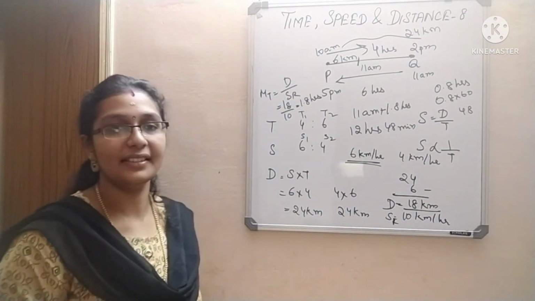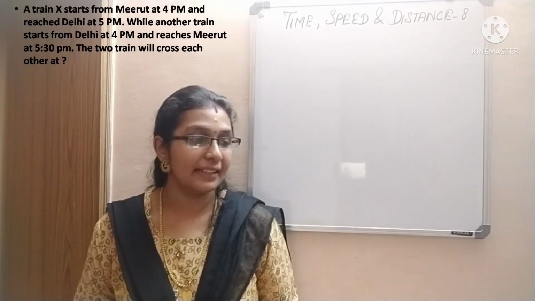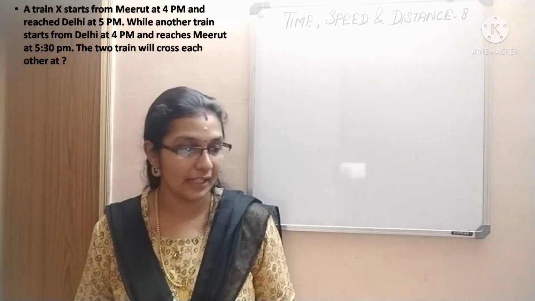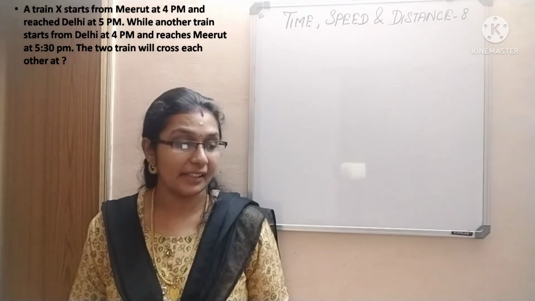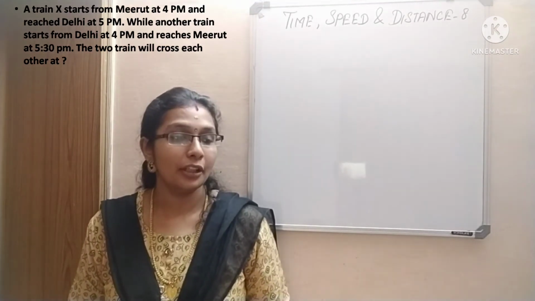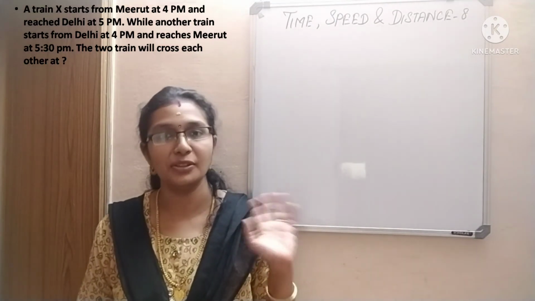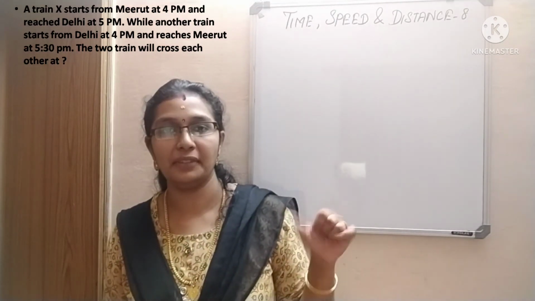Clear? Yes. Last and the final question. A train X starts from Meerut at 4 p.m. and reaches Delhi at 5 p.m., while another train starts from Delhi at 4 p.m. and reaches Meerut at 5:30 p.m. The two trains will cross each other at? So it is quite similar to the previous one. So try to solve it by yourself and cross check with my answer.